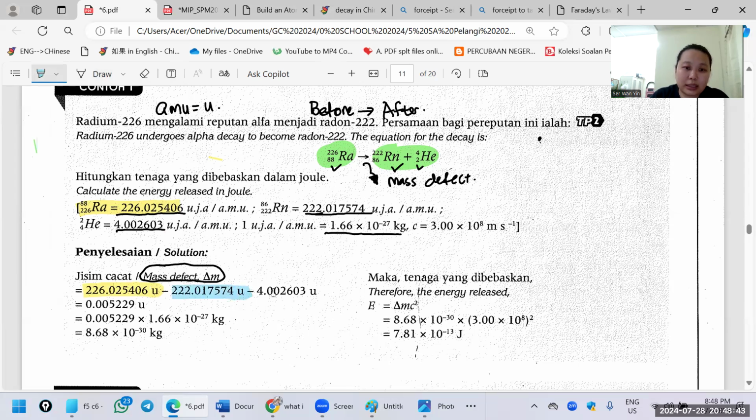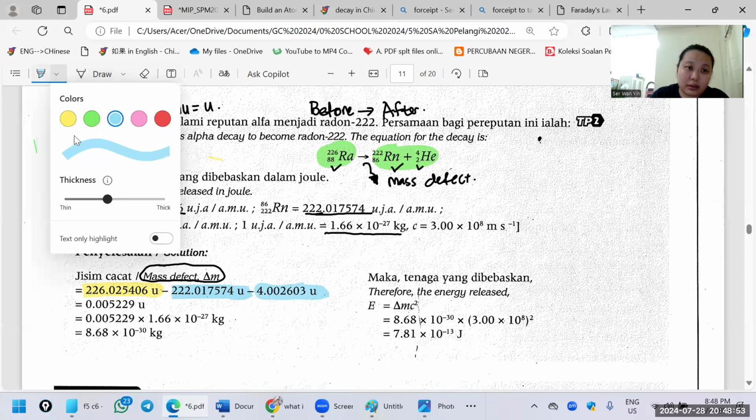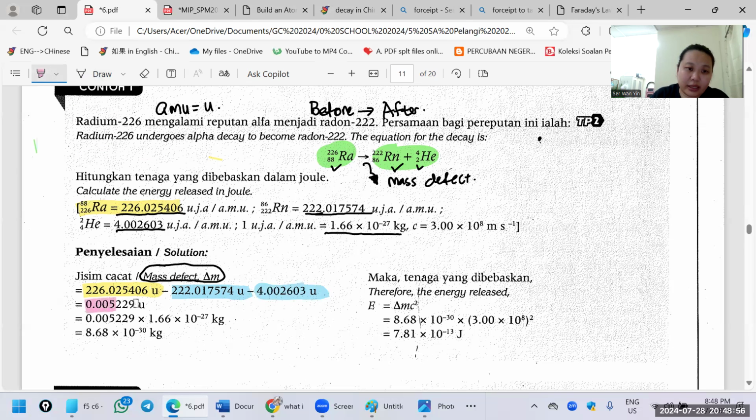Actually, quite easy. Just the long numbers make it difficult. Minus these two, then you will get your mass defect. But remember, it's in AMU, so it's a ratio, not the kg. So we times this one, we change it back into kg in this way. See, negative 30.